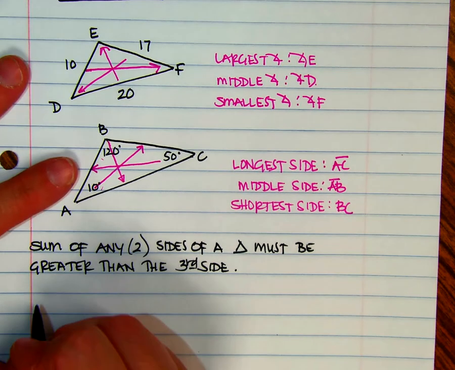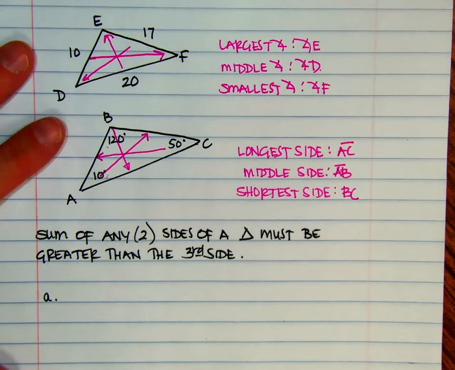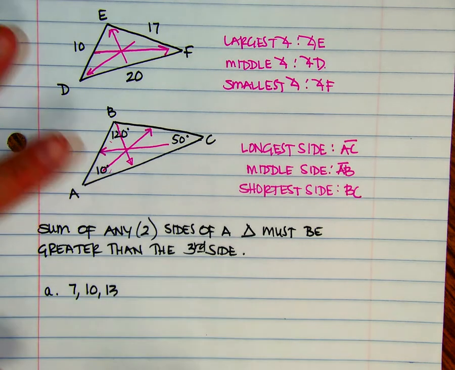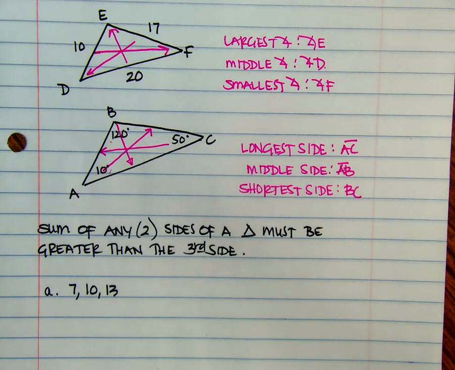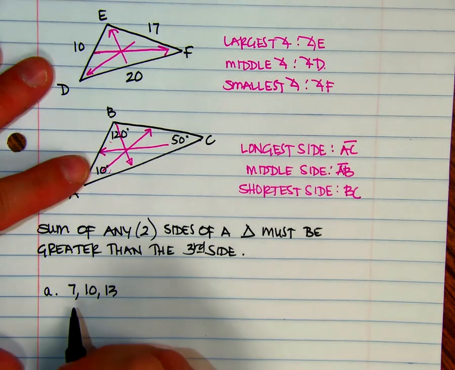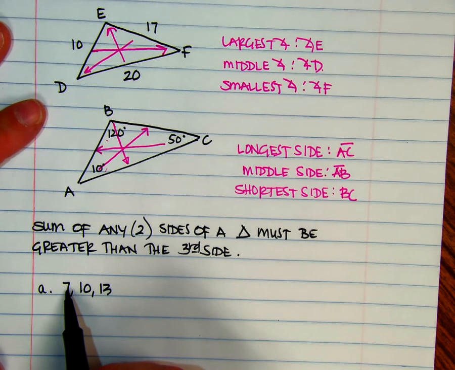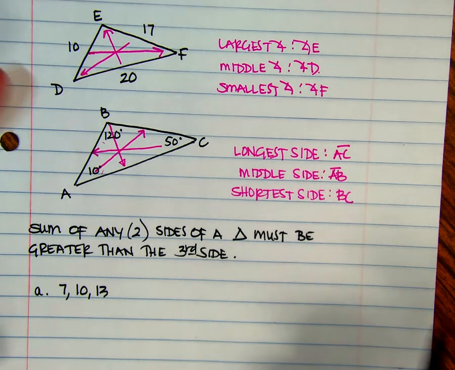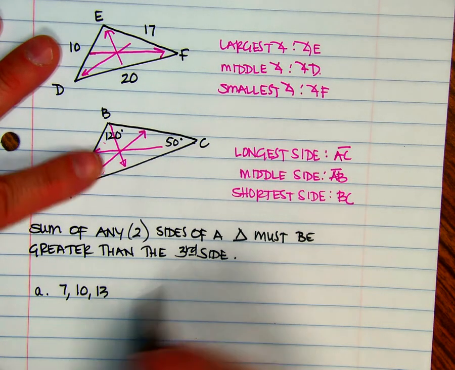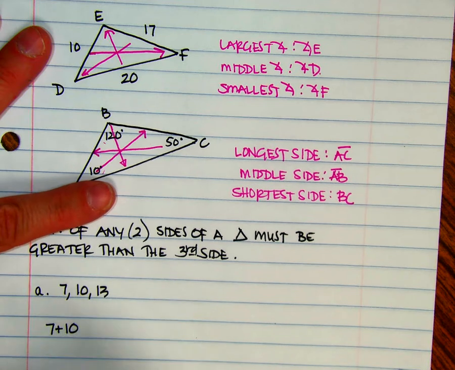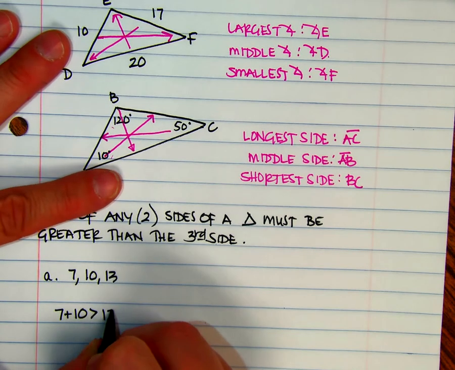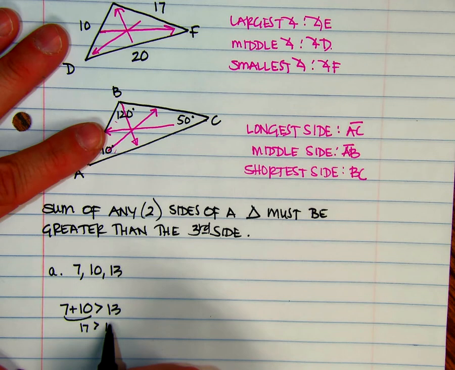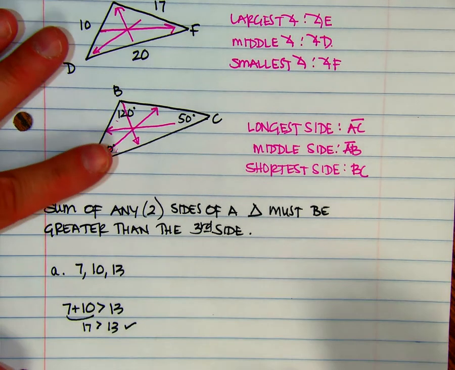So if I had side lengths of, make this example A, 7, 10, and 13, I need to determine, could those possibly form a triangle? So if I had a piece of wood that was 7 feet, another piece that was 10 feet, and another piece that was 13 feet, could I piece them together so that they would form a triangle? Based off of this, the sum of any two sides has to be greater than the third side. Is 17 greater than 13? It is. You could go on to check the other ones.